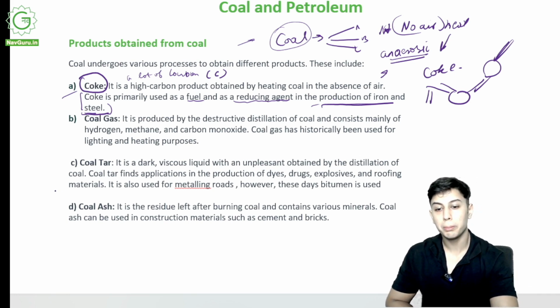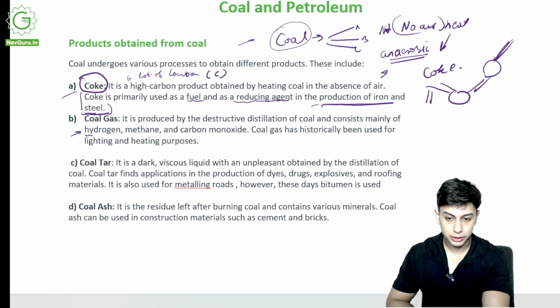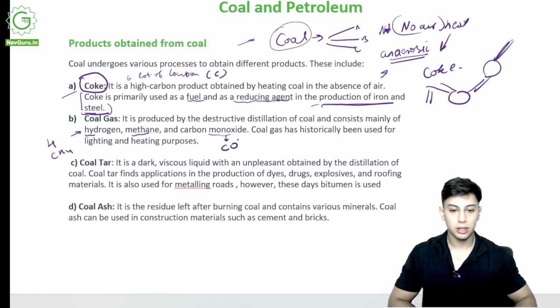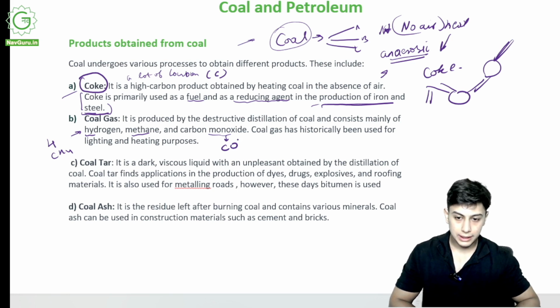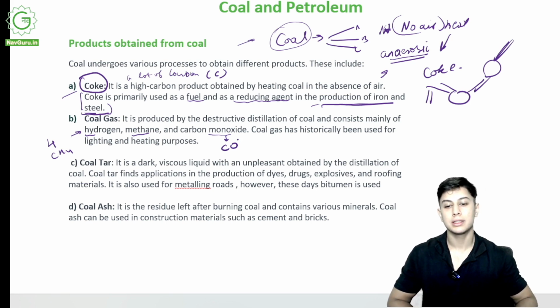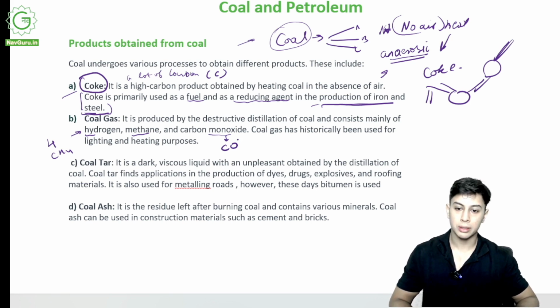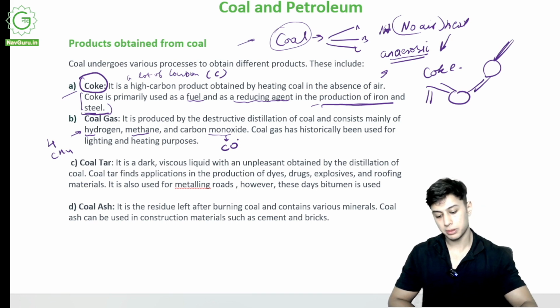Okay, it could be a mixture of all gases. So over here it has hydrogen, that is H, methane, CH4, carbon monoxide, that is CO. All these gases combine together to form coal gas. Coal gas has historically been used for lighting and heating purposes.